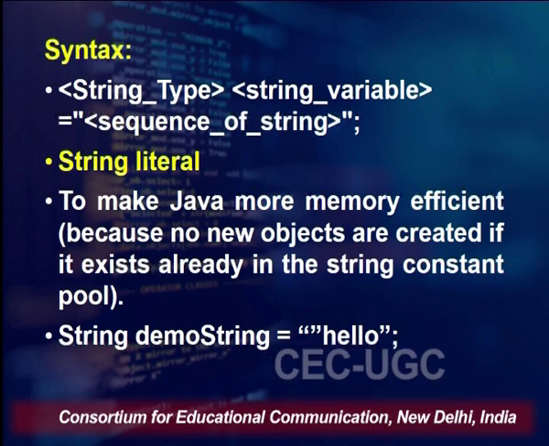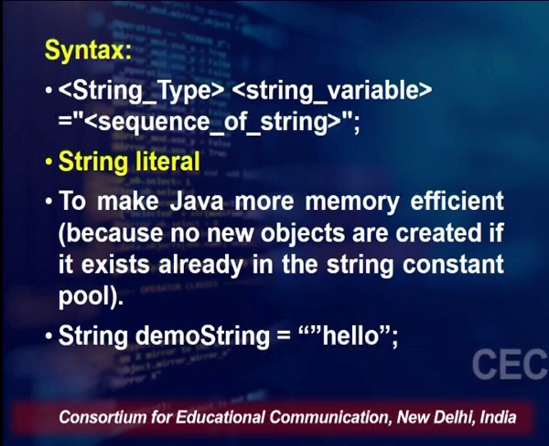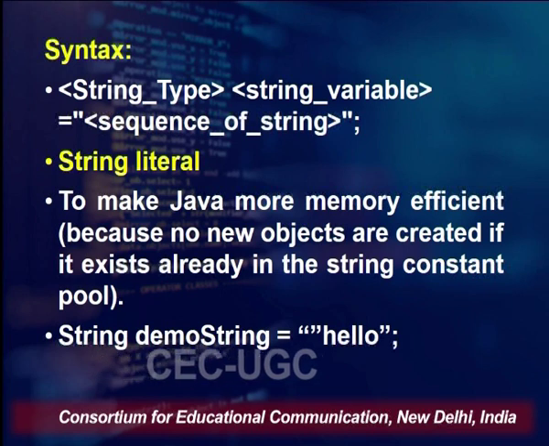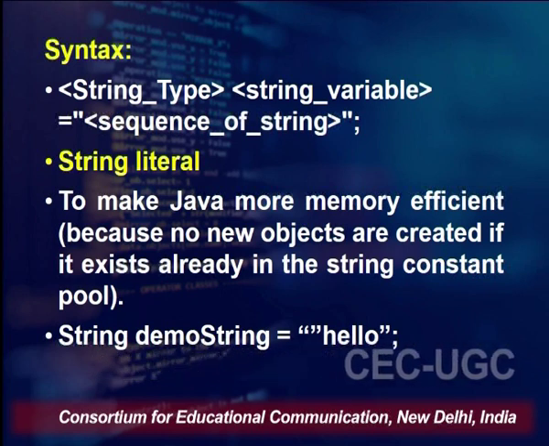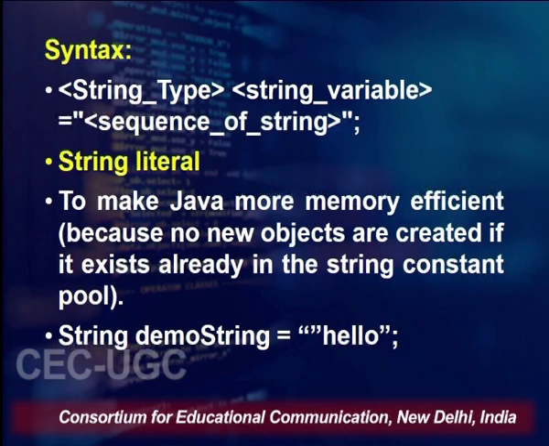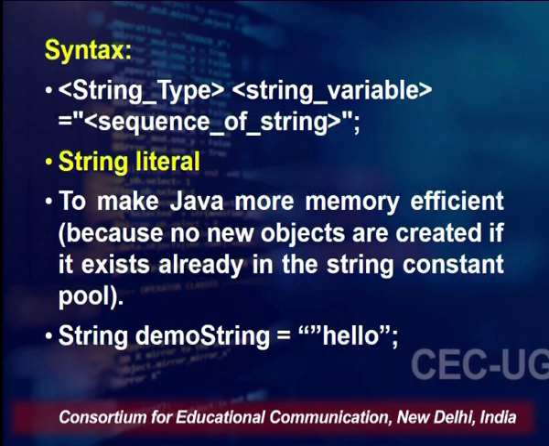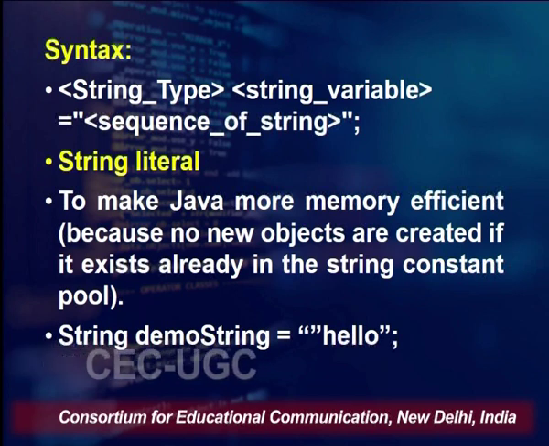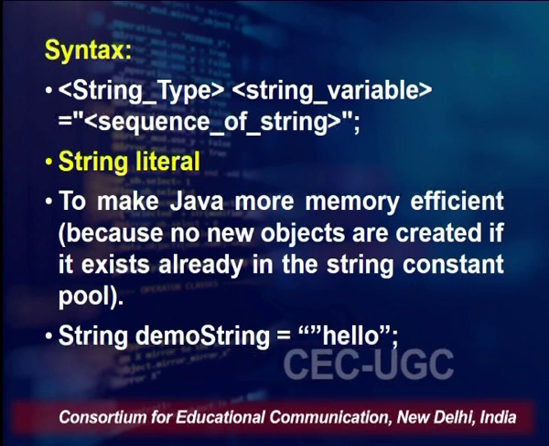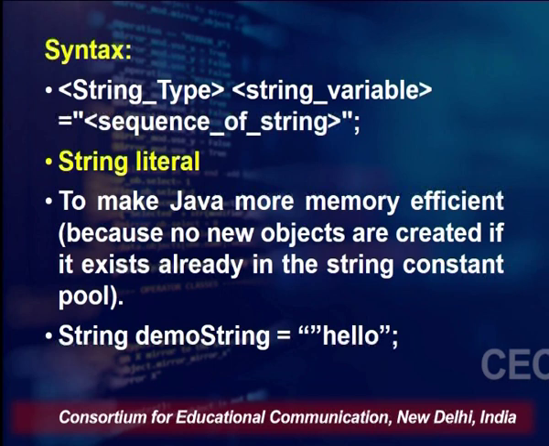What will be the general syntax? The general syntax says string type. String type is going to be String here. In case of peer classes of string, this may have some different value, that's why this is written as a kind of variable value. So here it is going to be String, then whatever the name of the variable, then the assignment operator, and within the double inverted commas we need to have a sequence of characters which we need to assign to the string variable written on the left hand side of the assignment operator.